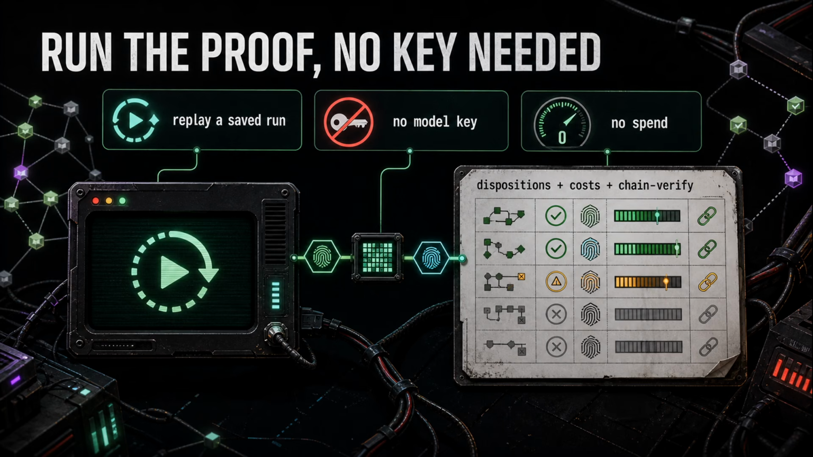You get the whole accounting without making a single live model call. Right, so the claim ships with its own way to check it. If you are evaluating this, that is the moment it earns trust. Run the replay, read the numbers, no faith required.